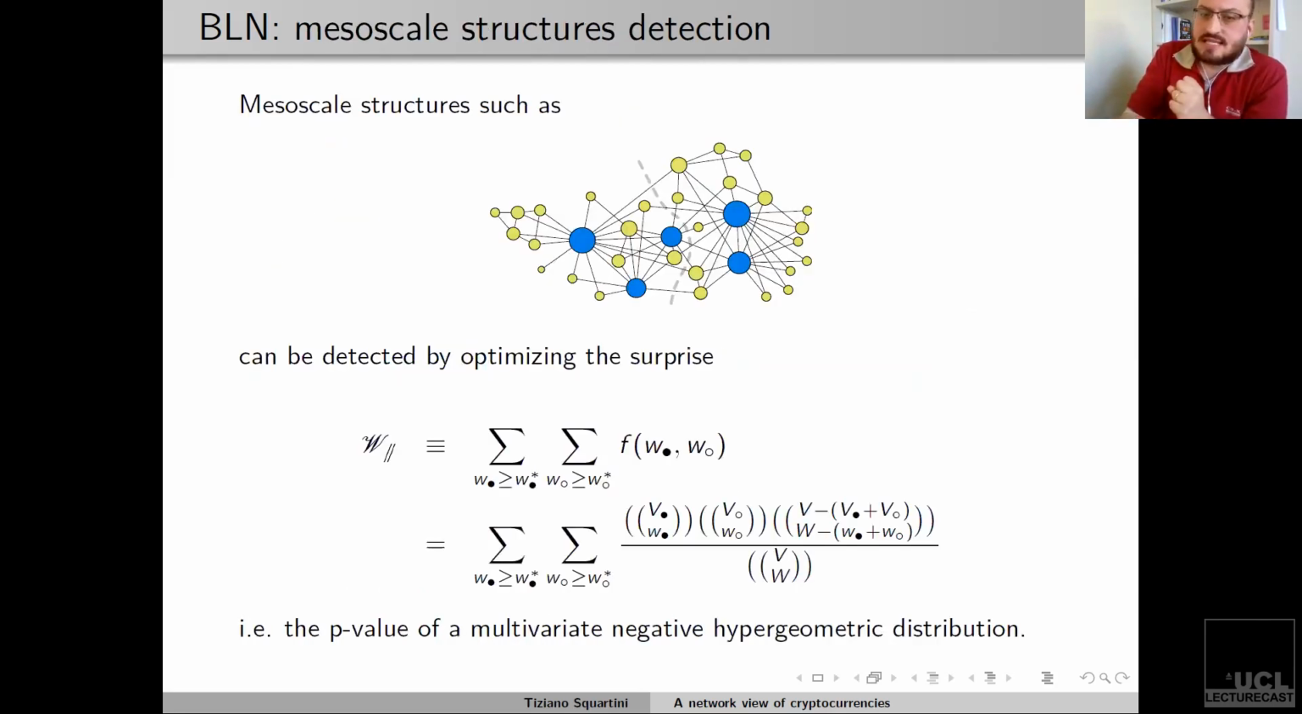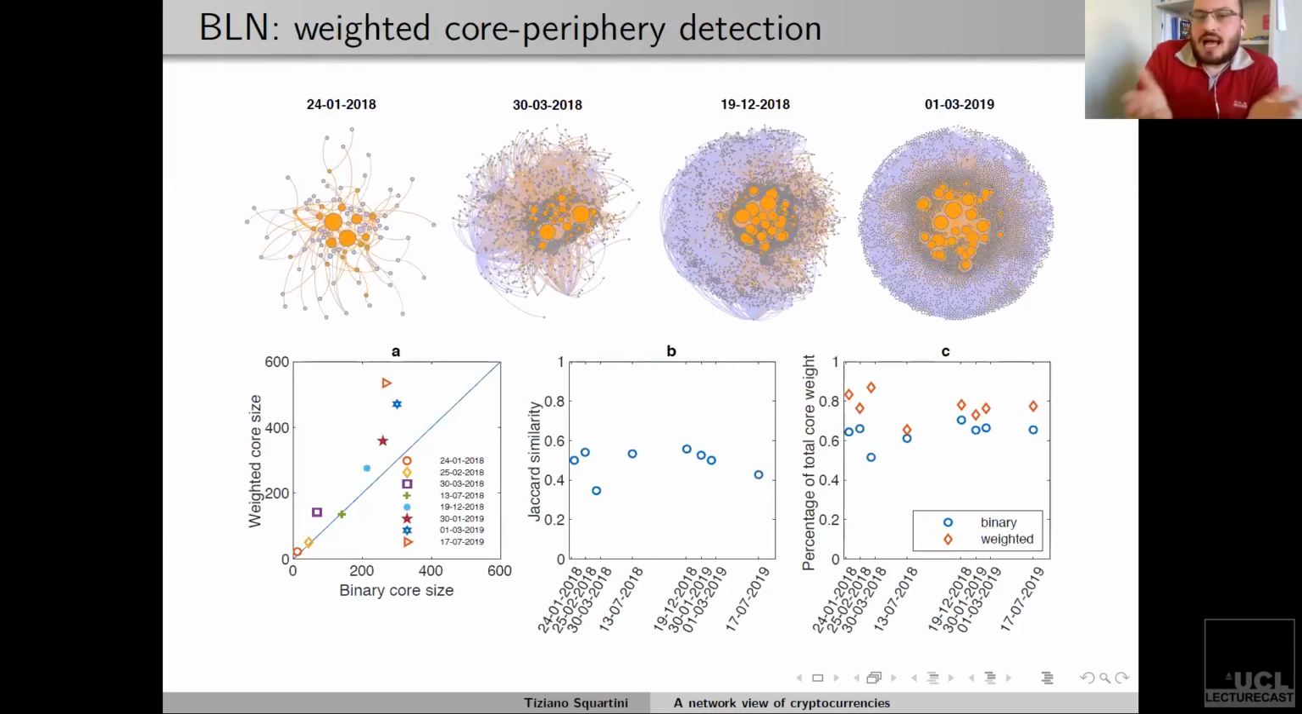We also did this from a purely weighted perspective. I skipped the mathematical details, but you can attach a p-value to a partition of nodes. And from a weighted perspective, you see the same. The central nodes, which are the ones gathering the majority of the weight in the network, and all the peripheral nodes that basically exchange much less money, so are in the periphery, are not central.